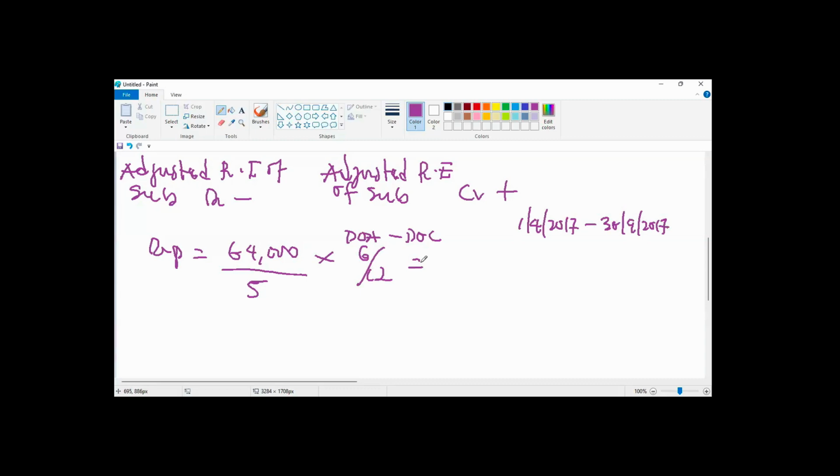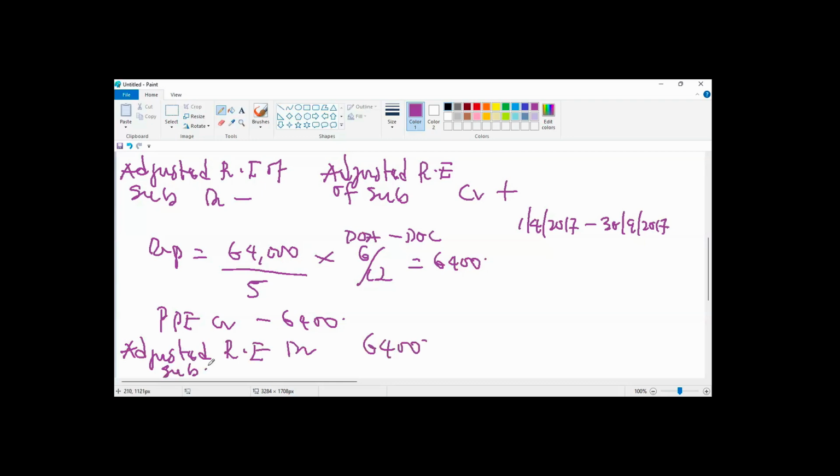$6,400. What do I do to the 6,400? I will say PP credit minus 6,400, or go to the adjusted. You are not charging your depreciation, correcting your retaining. I will debit, which is the subsidiary, adjusted retaining also. I'll just go to the question.